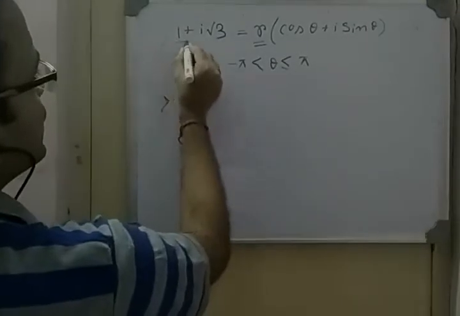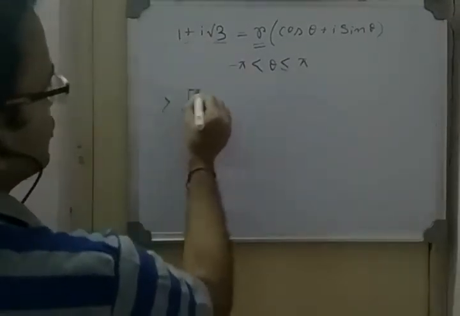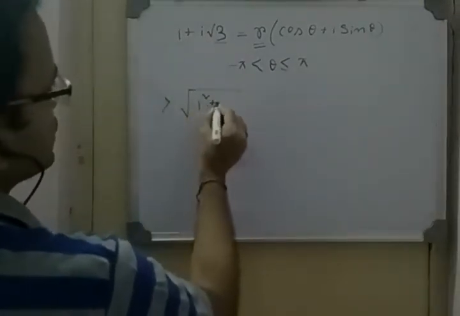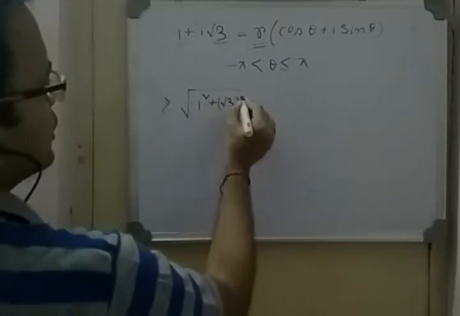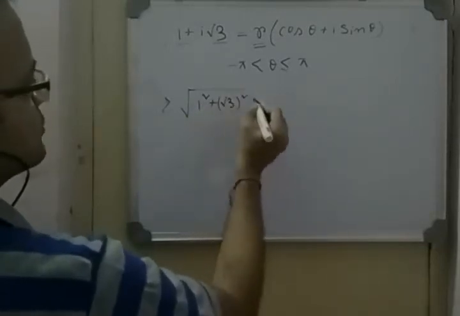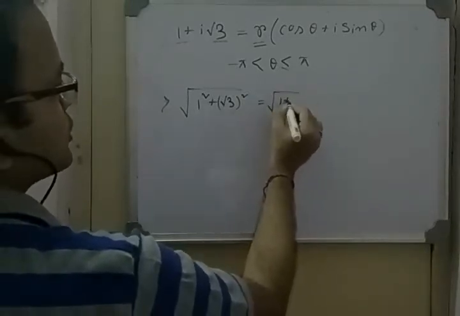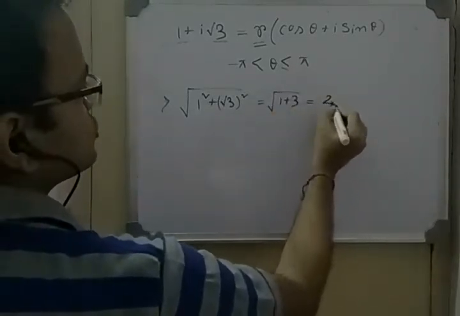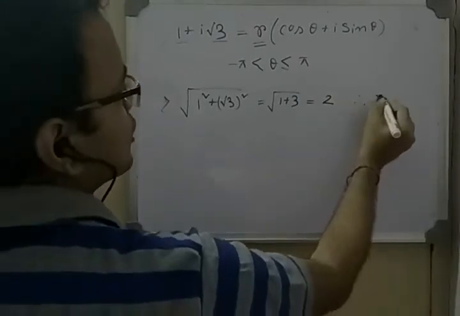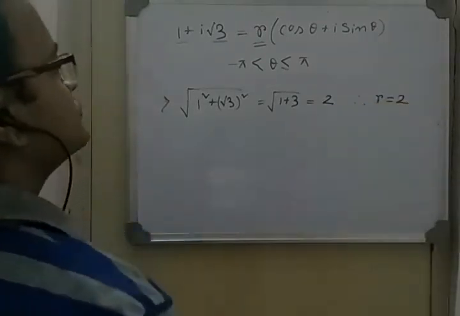Modulus of x plus iy becomes root of x square plus y square, that is, real part square plus imaginary part square, then root. So it becomes 1 plus 3 equal to 4, and root 4 is always 2. So r is 2.